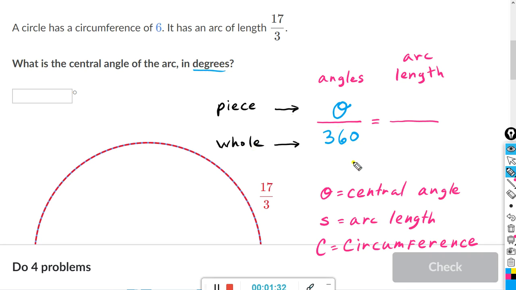All right, and the arc length is a piece of the circumference. It's represented by the letter S. So the piece is S. And the arc length of the whole circle is considered the circumference. That's the distance around. So this is going to be C right here. We're going to be using this ratio and proportion to solve these problems.